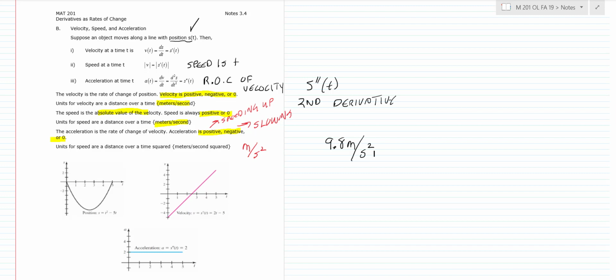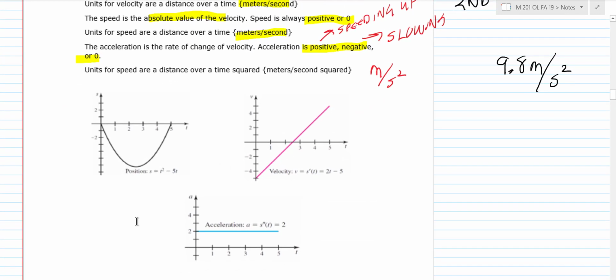All right, so let's see. These are just a couple of diagrams here, and I want you to think about this a little bit. If this is position, then the velocity would be the derivative of this. The derivative is 2t minus 5, so that would be this line right here. And then the acceleration would be the derivative of 2t minus 5, which is 2. So that would be that. Here's your position function, this is what your velocity function would look like, and that's your acceleration.